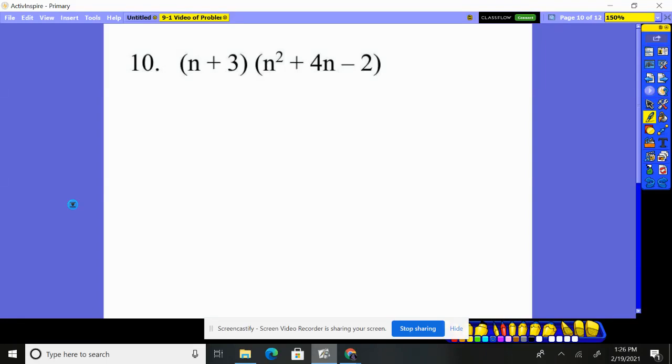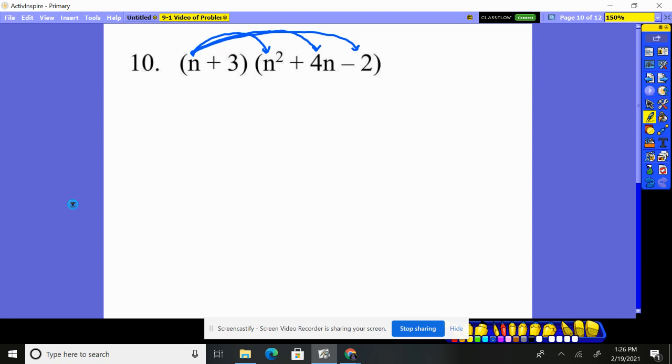Number 10, it is a binomial, 2 pieces, times this trinomial, 3 pieces. So the n is going to get distributed through. It's going to shake hands with n squared. It's going to shake hands with the 4n, and it's going to shake hands with the 2. Then the 3 will do the exact same thing.